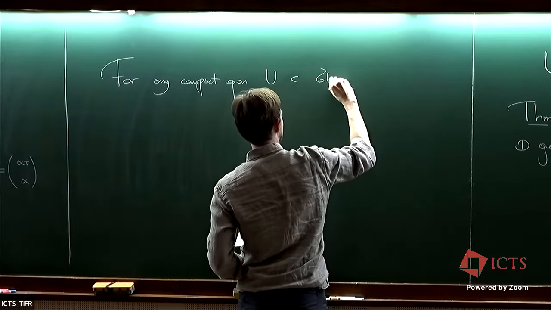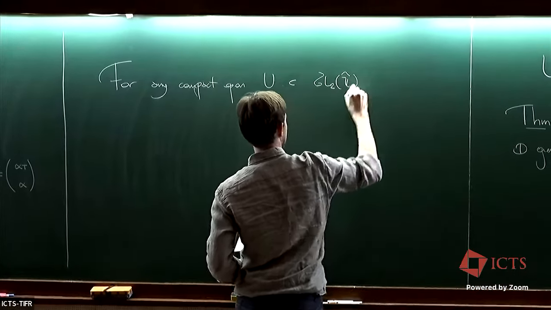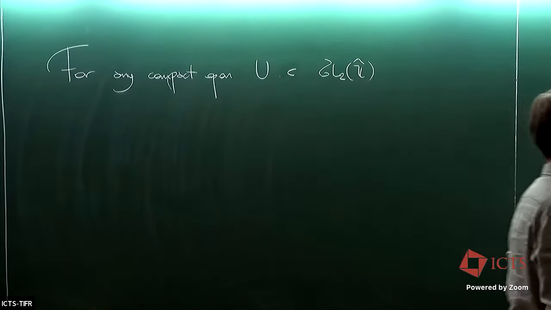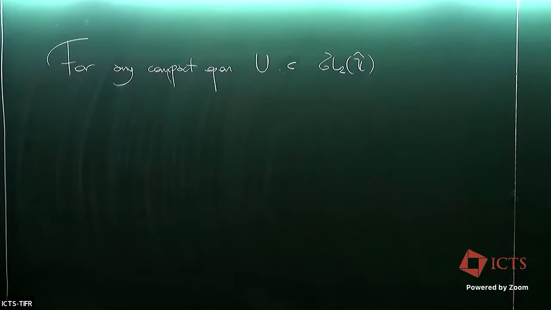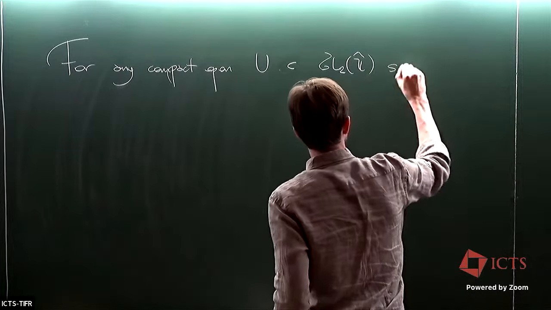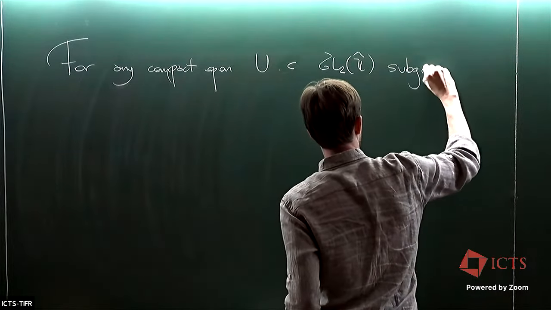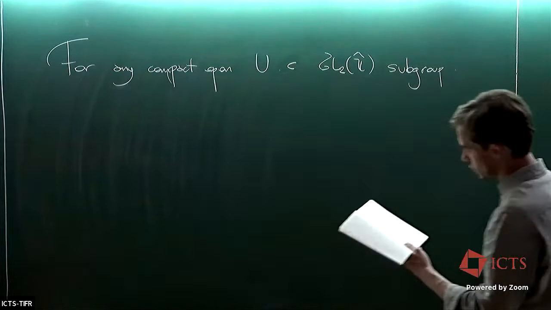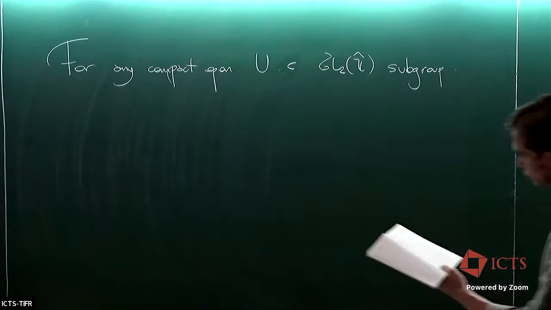inside GL2 Z hat, where Z hat, just as before, is the profinite completion of Z. It's just the product of all of these Z_l, where l runs over all of the primes. I'm going to take a compact open subgroup of GL2 Z hat. And associated to this data, I can make the following commutative diagram.